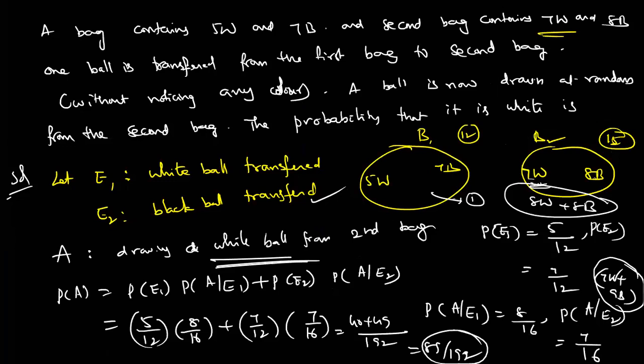So here you should understand E1, E2 means where you're drawing the balls from the first bag only. Why? Because conditions apply. See, one ball is drawn from the first bag and transferred to the second bag. That's the meaning. That means in the second bag, the number of balls is increasing.